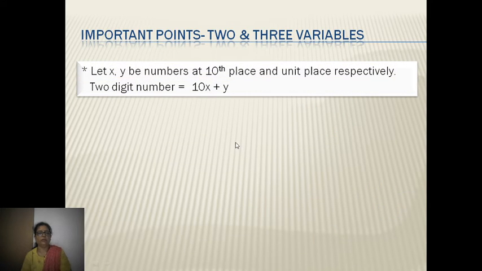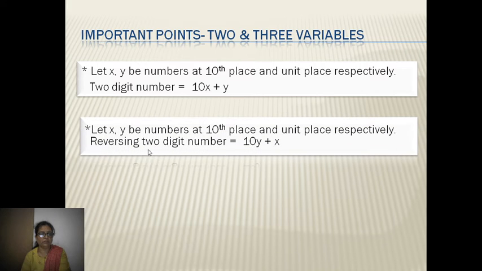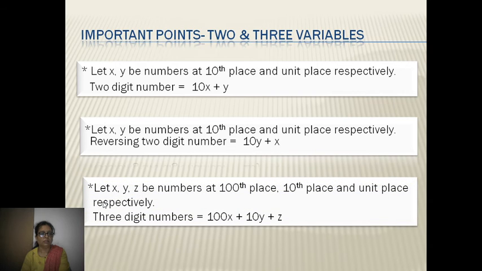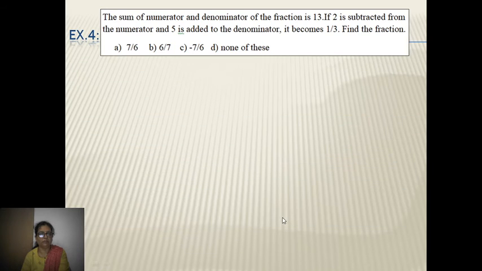Now, an important point regarding three variables and digits. If x and y are the digits at the ten's place and unit place, then the two digit number is 10x plus y. And if we reverse the two digit number, then we get the 10y plus x term. Here, for a three digit number, x at the 100 place, y at the 10 place and z at the unit place, the three digit number is 100x plus 10y plus z. Now we solve problems on two and three variables.